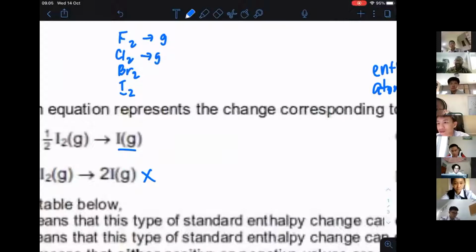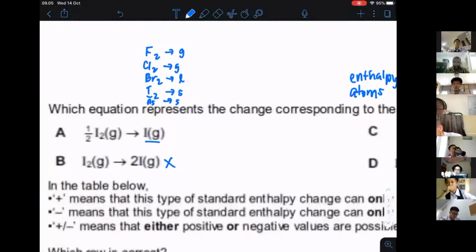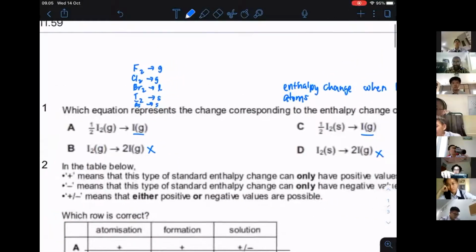As you go down, the melting point and boiling point increases. Therefore, Br2 will be liquid. Starting from I2 it will be solid. So even after that, At2 is going to be solid as well. So in this case, the best answer is going to be A or C.